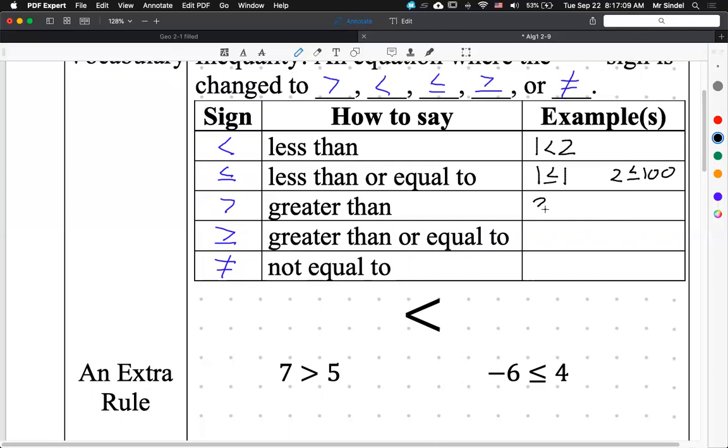Greater than, pretty straightforward. 3 is greater than 1. Again, don't copy my examples. Make your own examples. Greater than or equal to, you can do the same thing. 3 is greater than or equal to 1, but you can also say 3 is greater than or equal to 3 because it is also equal to. And just anything that isn't the same, you're good. So 1 is not equal to 3. If you want to be fancy, you can say cool symbols. You can say like pi is not equal to phi, all these symbols that you maybe have never heard of.